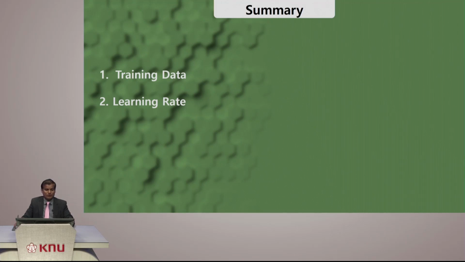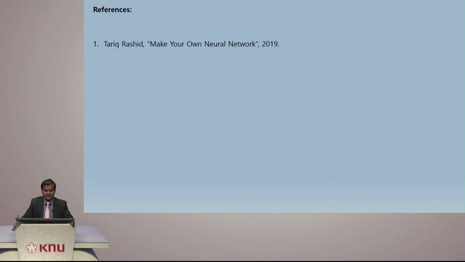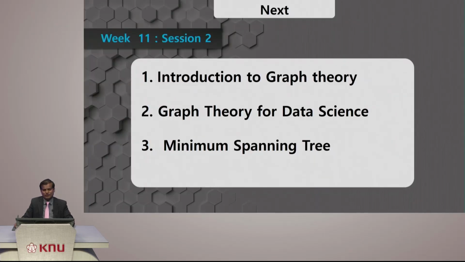And what are we going to look at in the next class? In our next class, we are going to discuss an introduction to graph theory and applications of graph theory with respect to data science. We'll start with the so-called minimum spanning tree. So that will be the discussion for next class. I'm looking forward to seeing you there.